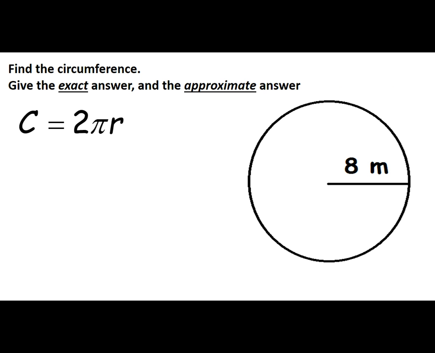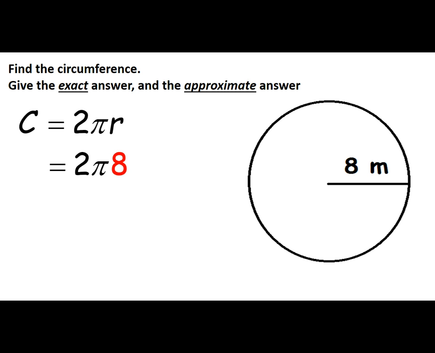So here would be a sample problem. We have a circle. We're asked to find the circumference. We're going to be asked to find both the exact and the approximate answer. No problem. We're going to do one on the way to getting the other. All we have to do here is 2 times pi times r. We're going to plug in 8 for the radius. So it's 2 times pi times 8.